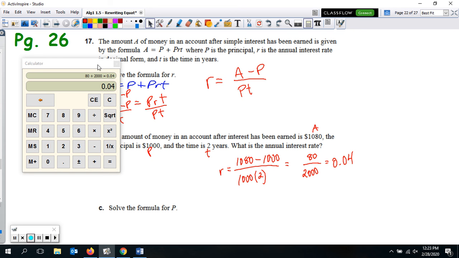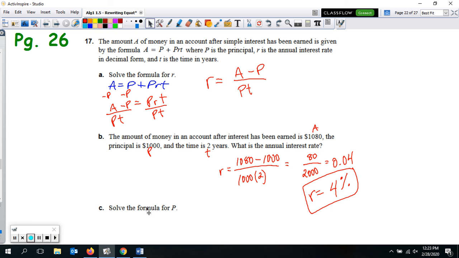That's in decimal form, but if they said, what's the annual interest rate, we're going to probably want to make that into a percent. We would need to move the decimal back 2 places to make a percent out of that. So 0.04 is the same thing as 4%. So that's a 4% annual interest rate.